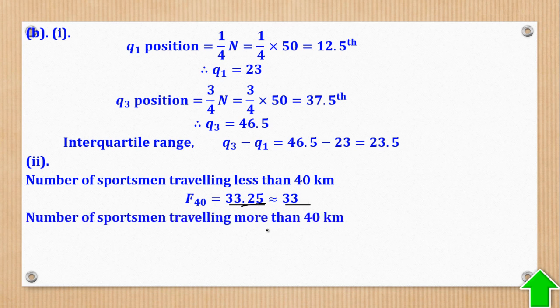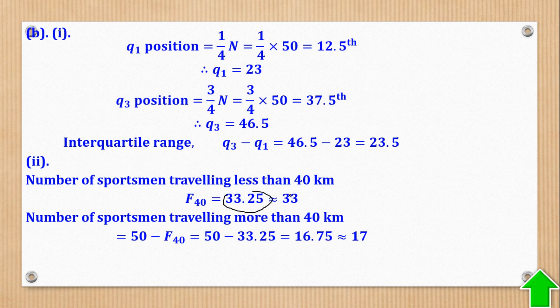The number of sportsmen traveling more than 40, you get it by subtracting. So when you subtract, you can come up with this. Like I said, you either get this or you get a whole number. Both of the two are marked. Otherwise, if they had just asked for the number of sportsmen, then this would be wrong and this would be correct. It means that after writing this, you have to round off to this. But because they asked for a percentage, it is allowed for it to remain a decimal.